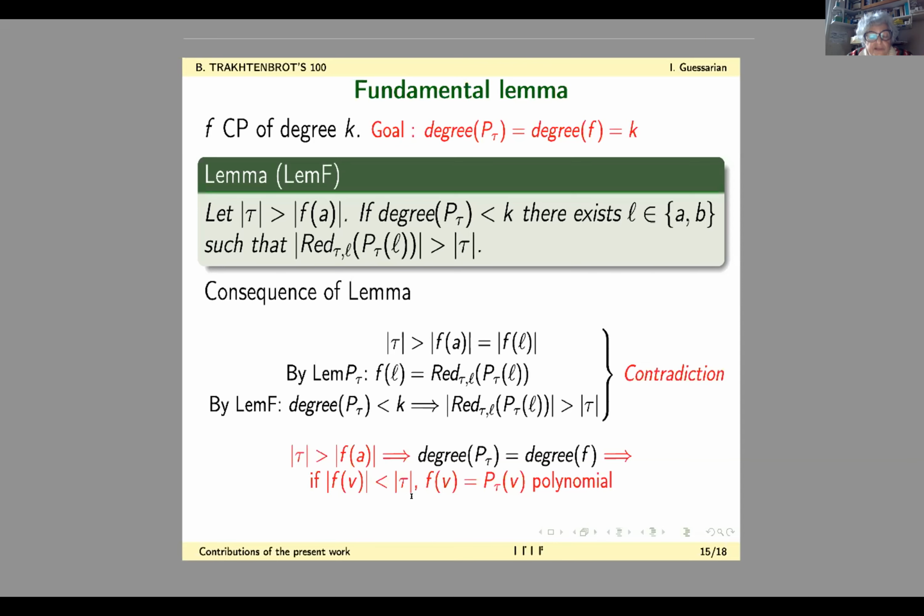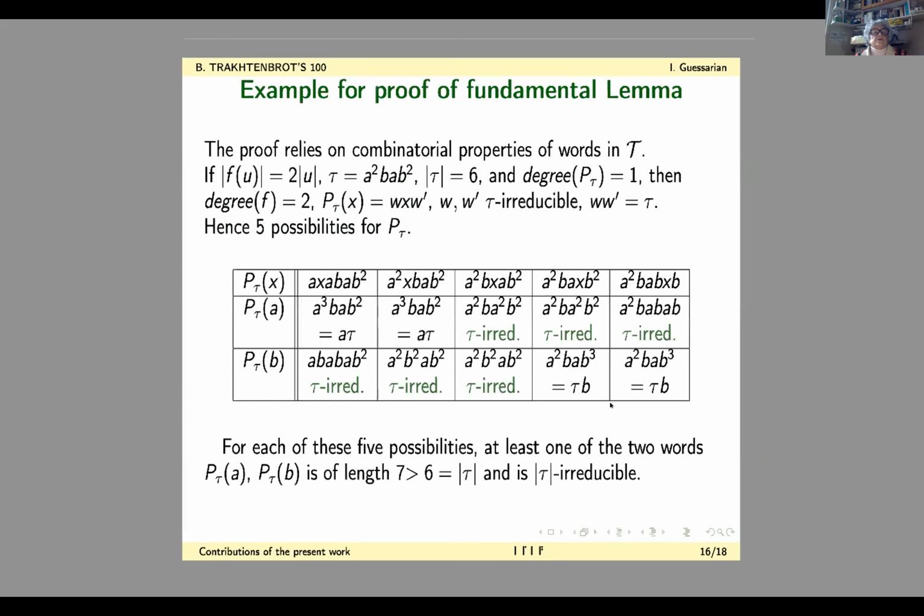Now, next slide, I will give you a very vague idea of the proof of this fundamental lemma. You are not expected to read and check everything on this slide. Basically, the idea is that the proof is combinatorics on words, tau words. I'll show you the simplest possible case, which is f of degree 2. So assume the length of f of u is twice the length of u. So f is of degree 2.